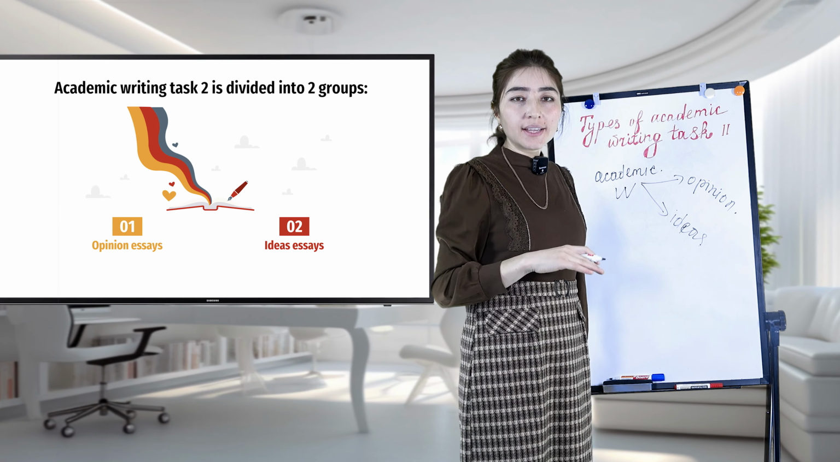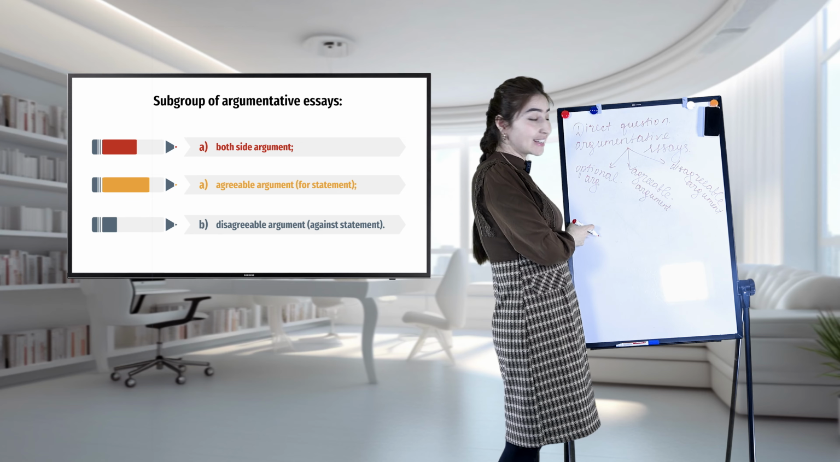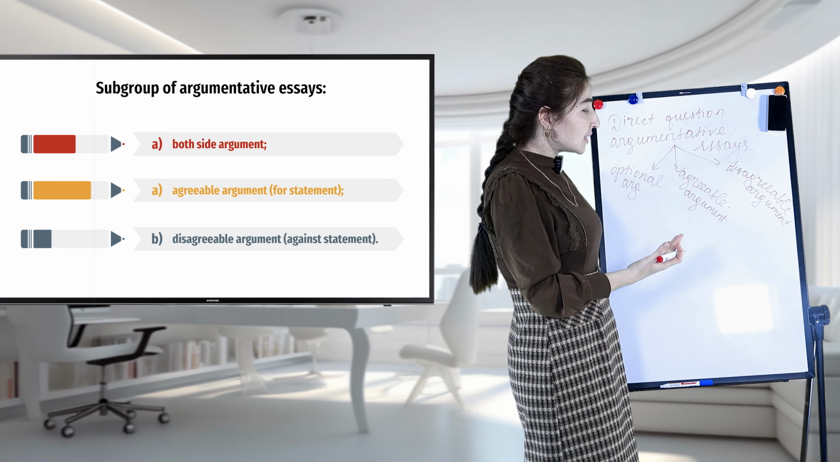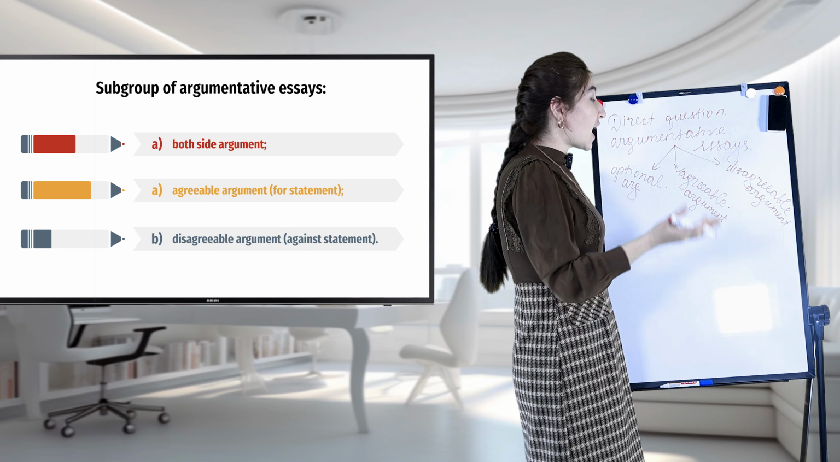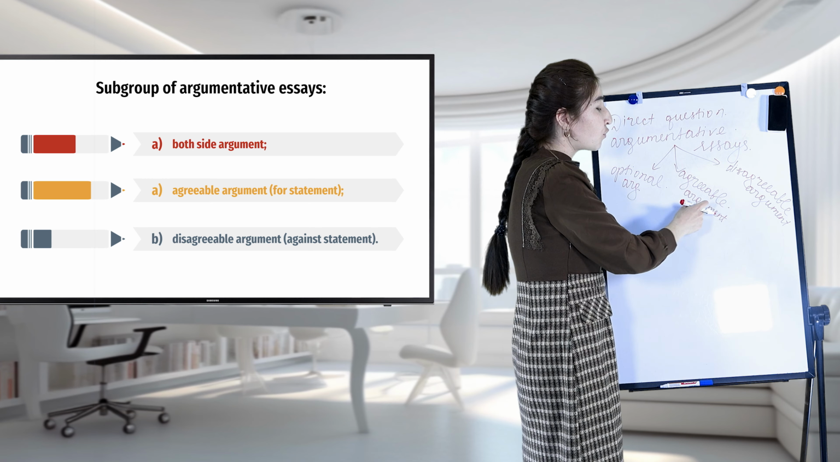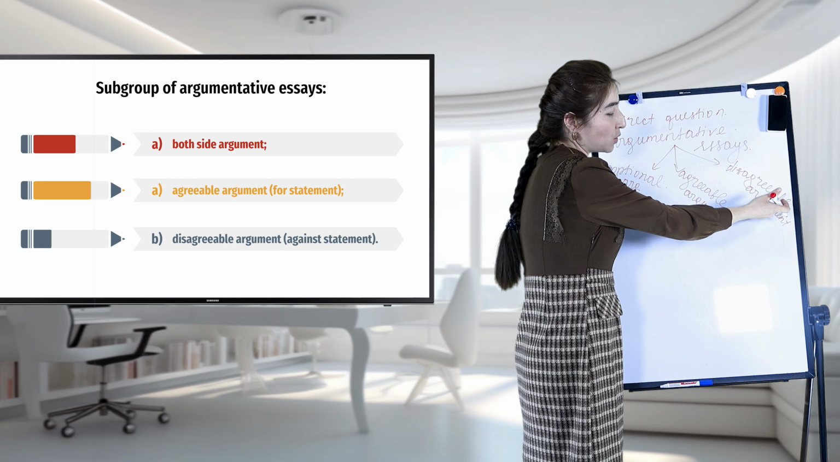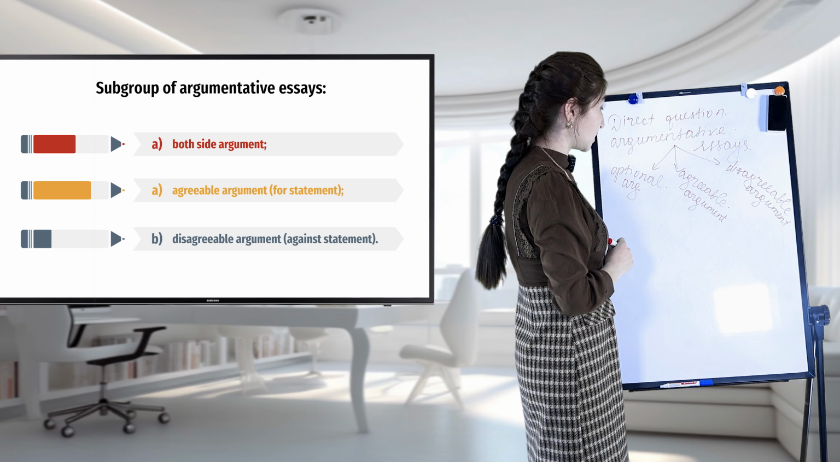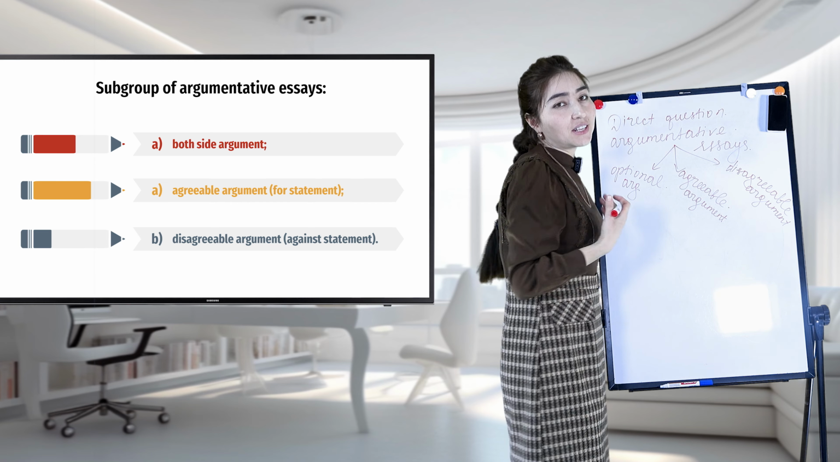Okay, what are their main and major differences? Pay attention: the first subgroup I call optional argument, the second one agreeable argument, and the last one disagreeable argument. I can also give these topics another name, for example statements. Okay, what are their differences?